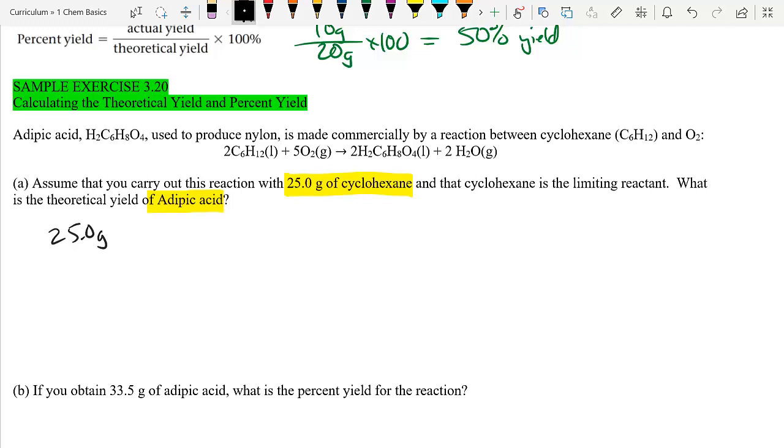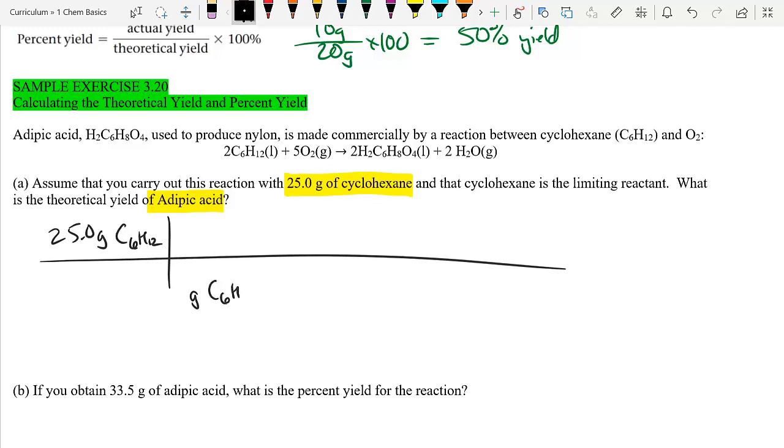25.0 grams of the cyclohexane are C6H12. The first thing is cancel out your C6H12 to find the moles of C6H12. So getting rid of grams to find moles. For this, we're going to say it's what? 12 times 6 and 12 times 1. Add those together. I've got a molar mass. 84 grams comes out for me. So 84 grams.